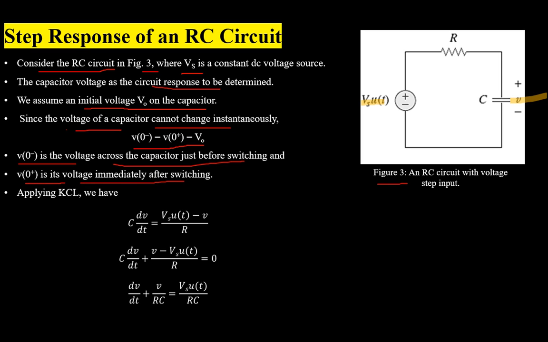Now for analysis purposes, we will apply KCL and will assume that the current leaving the resistor is equal to the current entering the capacitor. Now the current entering the capacitor will be C dV by dt, and the current leaving the resistor will be Vs u of t minus node voltage V, divided by R. Now rearranging the variables, we will have dV over dt plus V over RC equal to Vs u of t over RC.